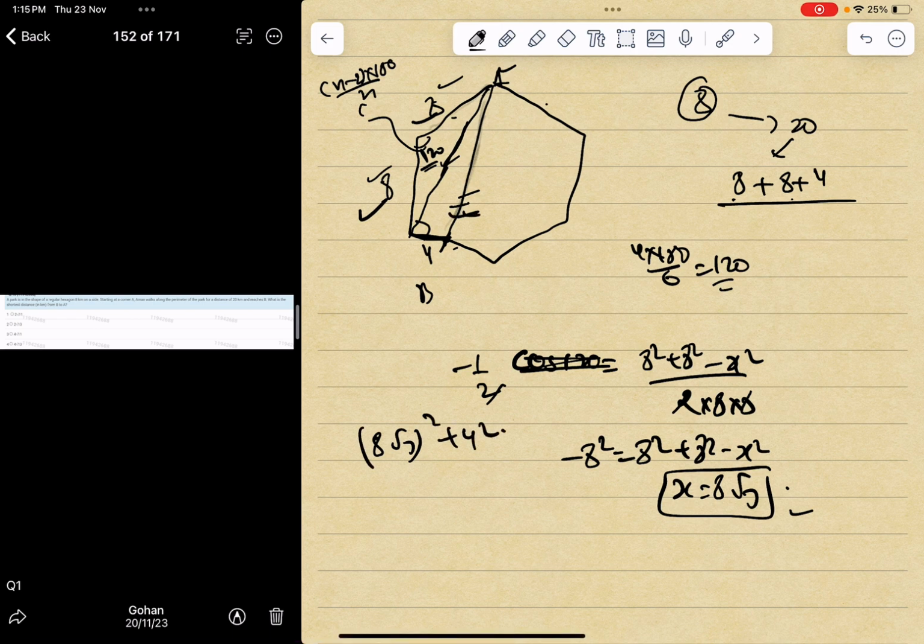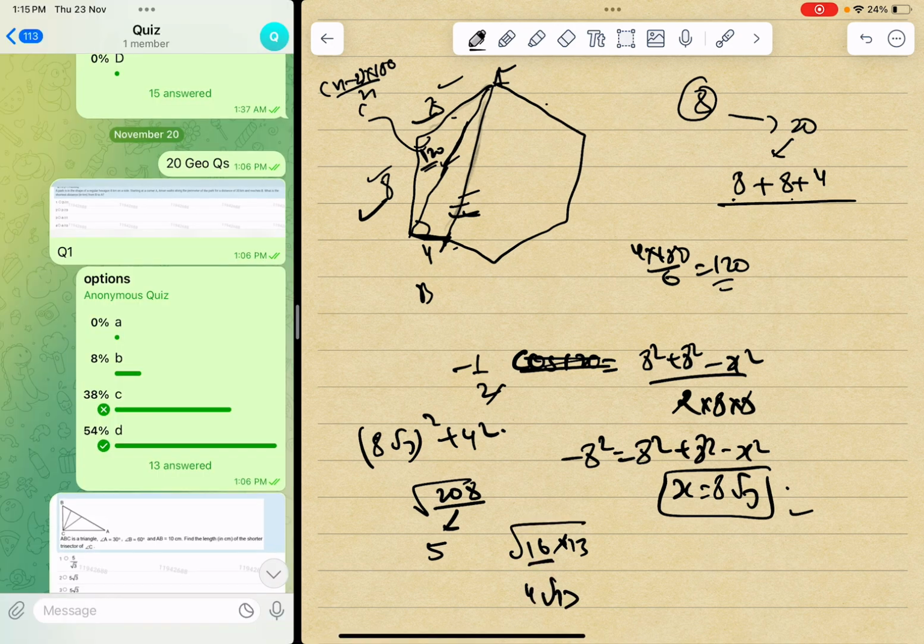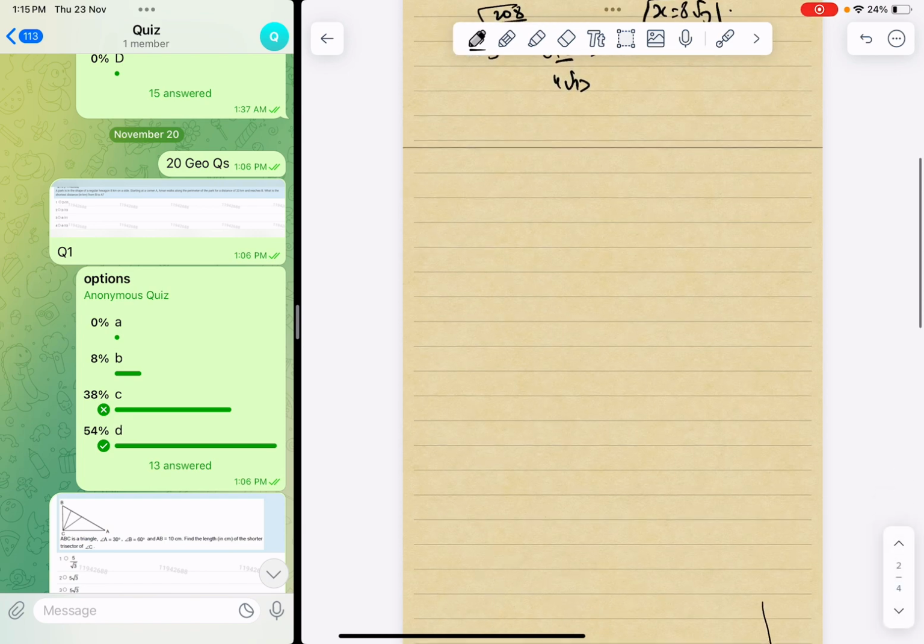So 8 root 3 squared is 64 into 3, 192, plus 4 squared, 16. So this is 208. 208 can be divided by 4, or by 8, yes, by 16 as well. 208 by 16 is 13, so 16 into 13, under root. 16 root means 4, so 4 root 13. So D is the answer to this question. Done with this question, let us move on to the next question.